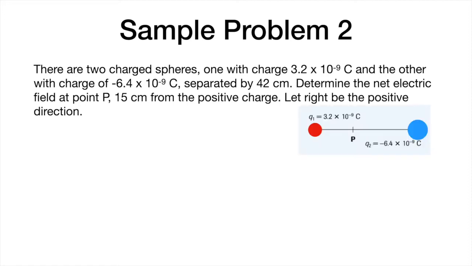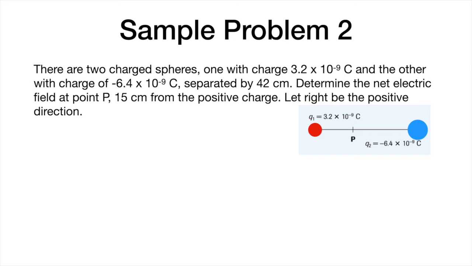Red represents positive charge and blue represents negative charge, and P is the one point in space where I'm actually going to do the calculation of the net electric field. Now before I pull out the equation, I just want to have a think about this. If I were to put a positive charge where P is, which way would that positive charge want to go? Well, let's think about this.